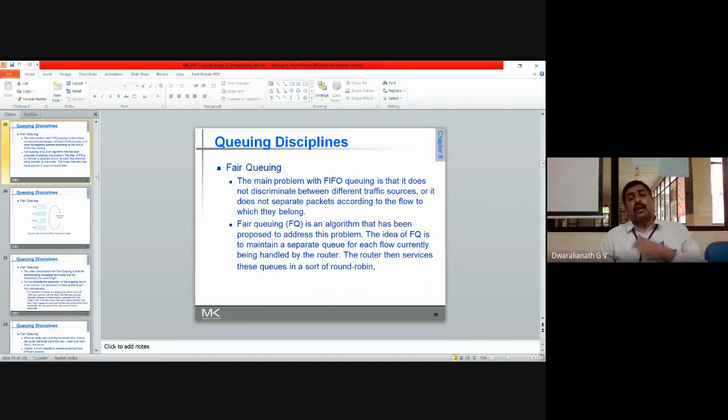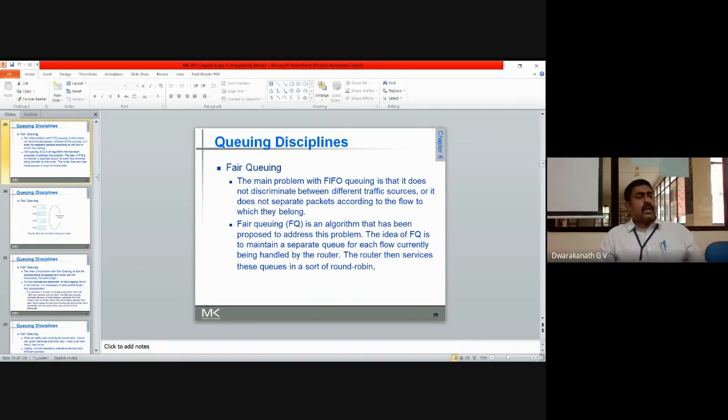How many flows are coming? How many senders are there? Based on the sources or flows, the router will handle these particular queues. That is called a fair queue. Now the router services these queues in a sort of round robin method.